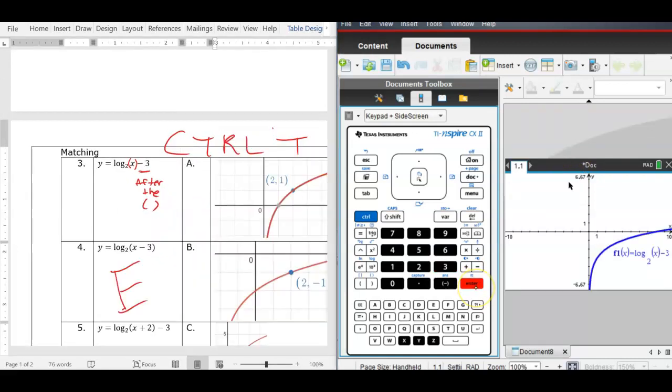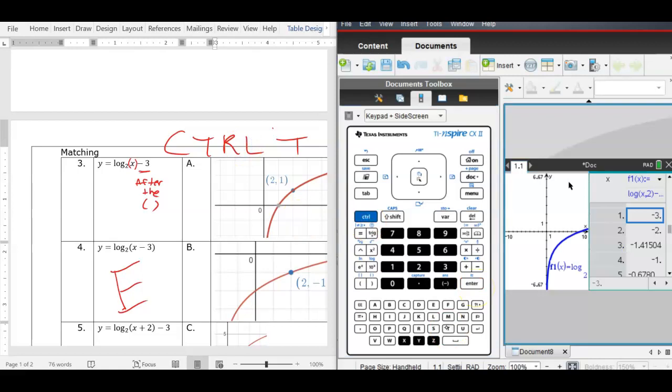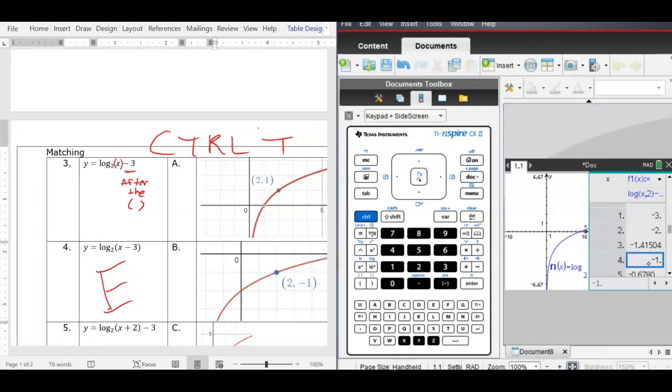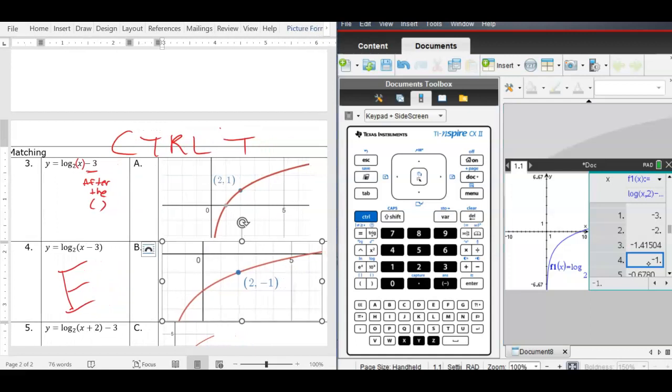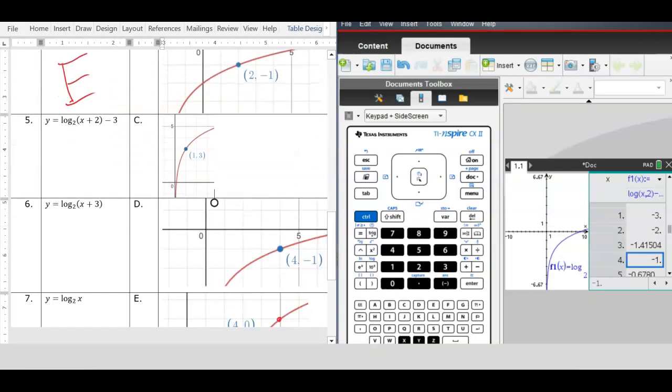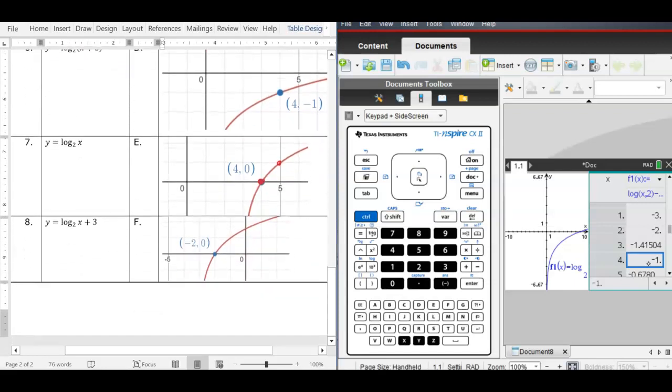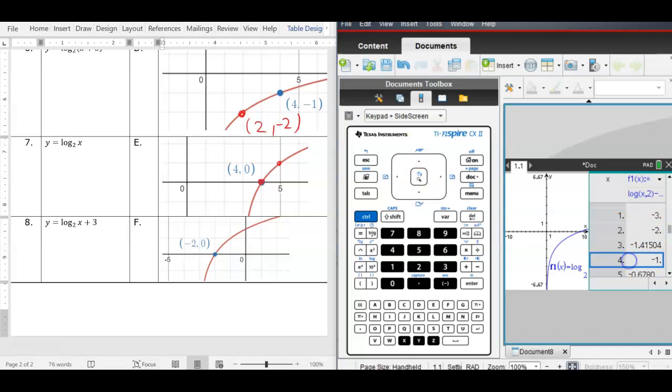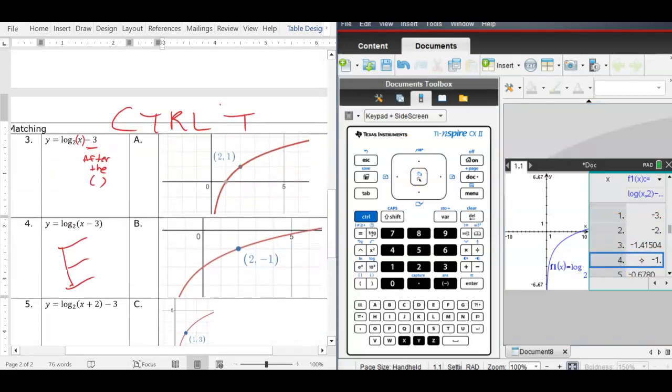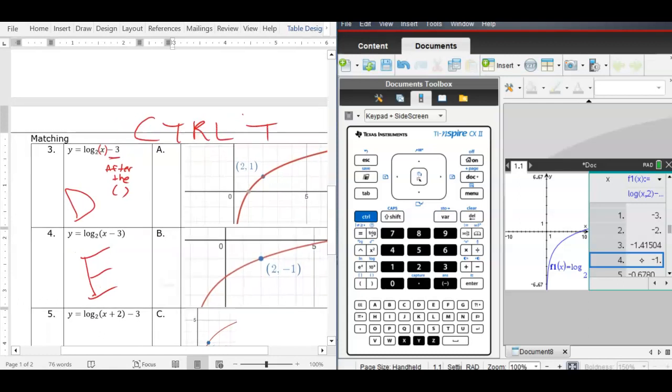So when I graph this one and I hit Control T, I see I got some points. I got 1, -3, 2, -2, 4, -1. I want to find which one has that. So which one has 1, -3? Let's go ahead and scroll down. Or 2, -2, or 4, -1. Hey, 2, -2, 4, -1. There you go. So it has these 2 points. So that's letter D. So that works out for number 3.